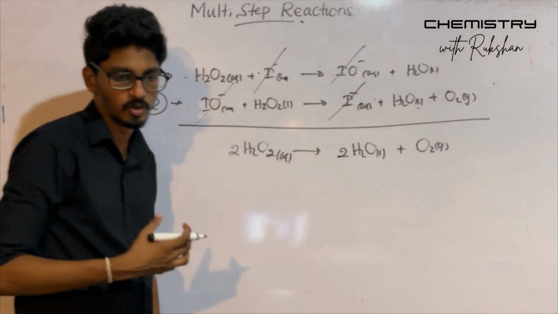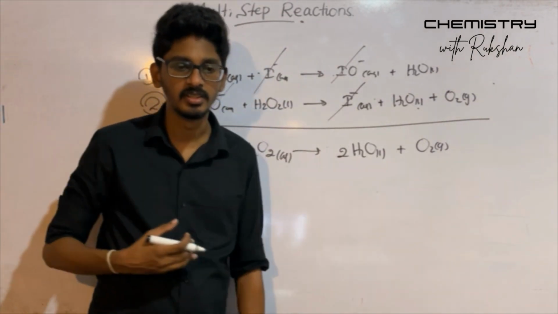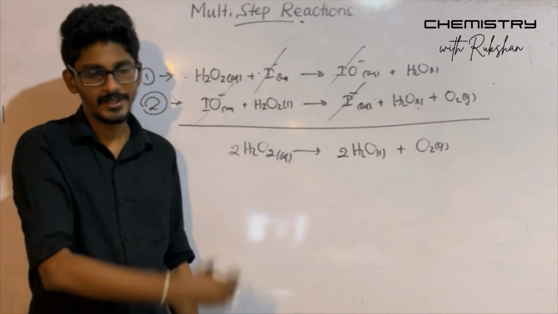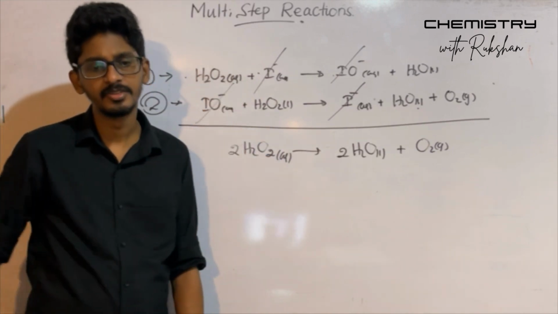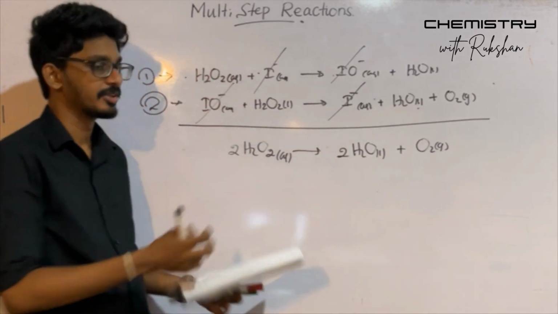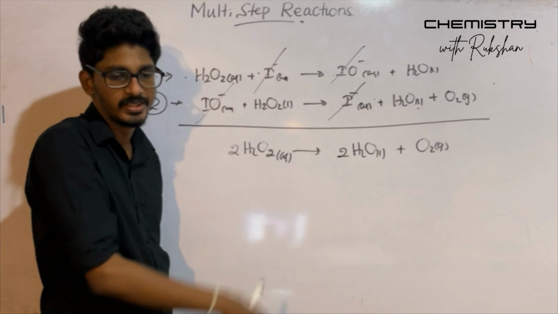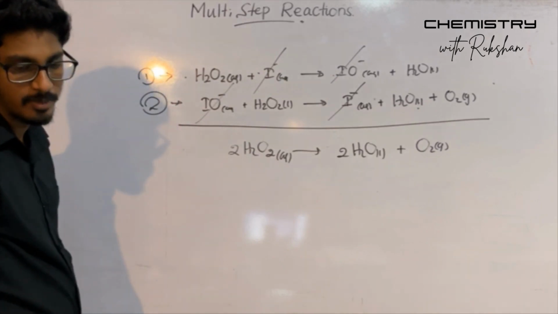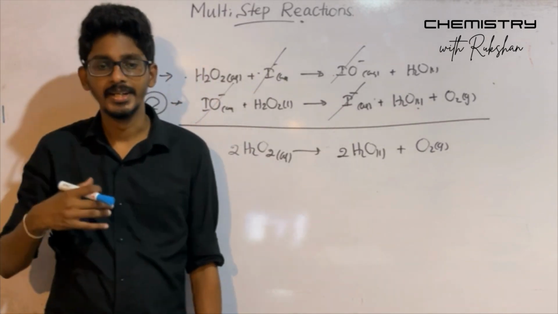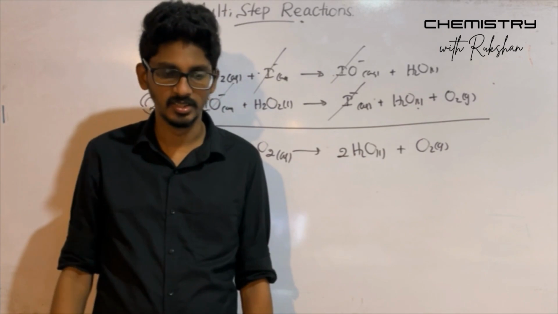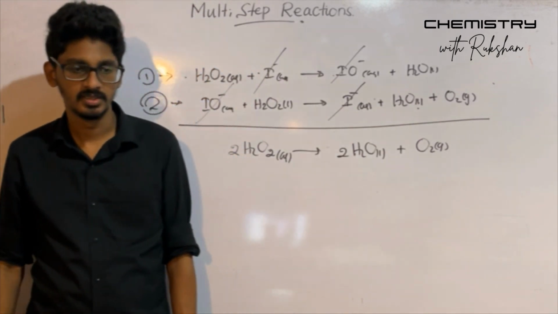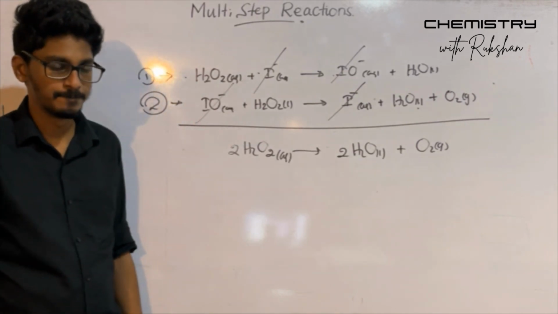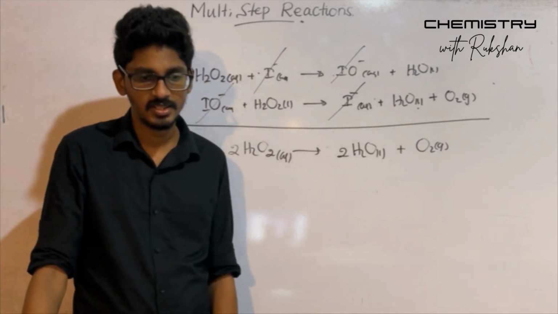If you need to come up with the overall reaction when the mechanism is given, what you need to do is just add the elementary steps together. By adding all the elementary steps together, you get the overall reaction. Then you should be able to identify the intermediate and the catalyst here. So what is the intermediate? Put down here in the chat box.